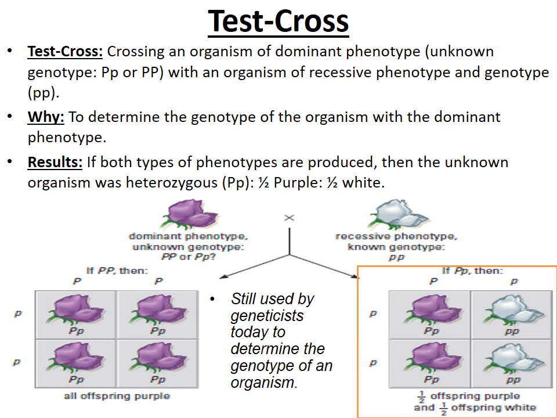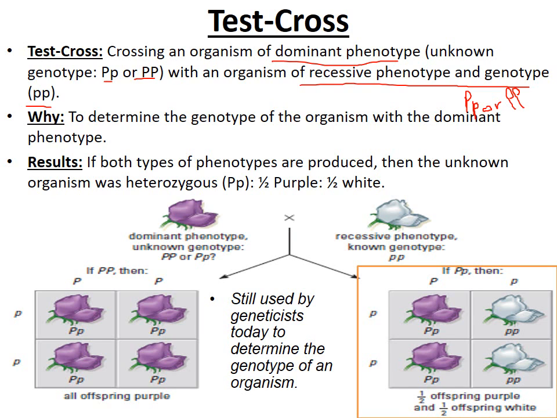So a test cross is when you take an individual with a dominant phenotype. We don't know which genotype though. We know it could be big P, little p, or big P, big P. And you cross it with a recessive phenotype individual, which has to be little p, little p, for example. And the results will let you know if the genotype of the individual is, let's say, big P, little p, or big P, big P. It will confirm one or the other for you to see which one's pure breeding.